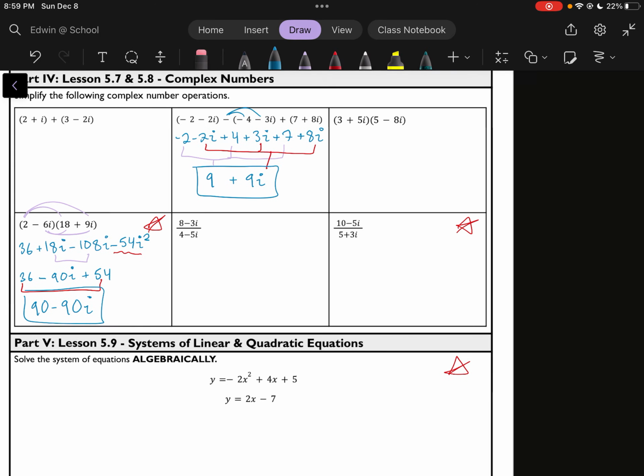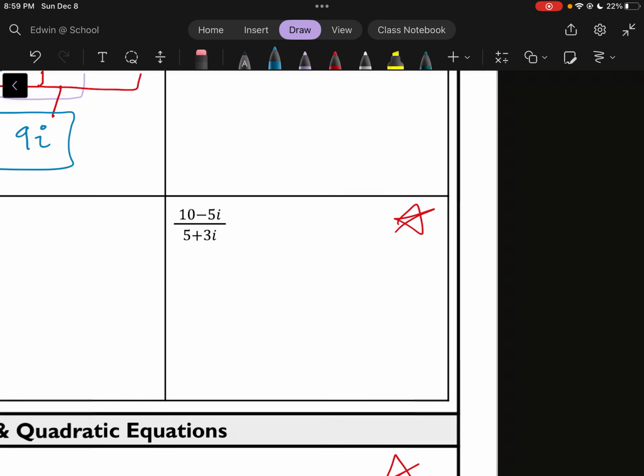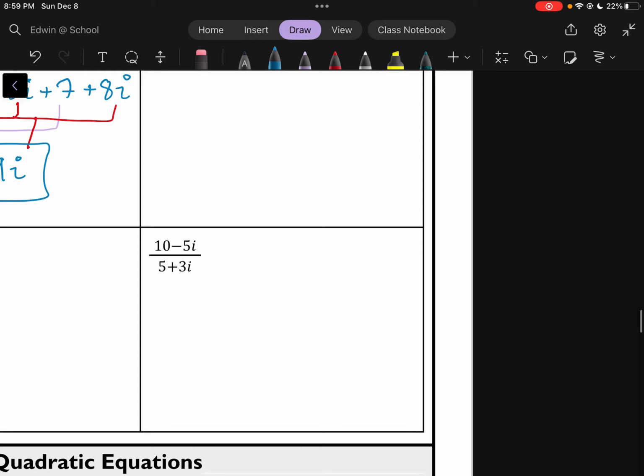So now we look at this one. 10 minus 5i divided by 5 plus 3i. How are we going to possibly manipulate this? And the way that we're going to do it is by multiplying by something that's called a complex conjugate. So I'm going to write that up here just so you see the word.